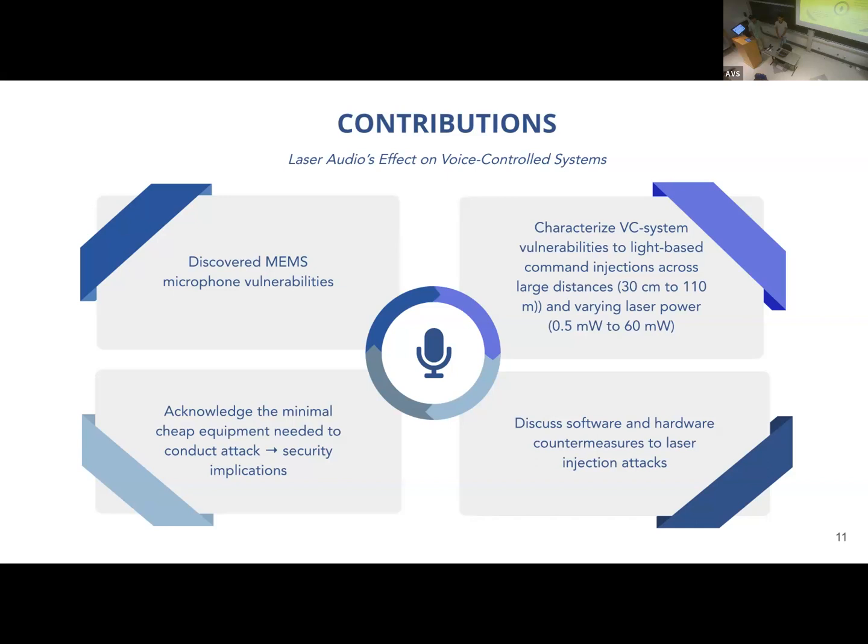And last but not least, there were some software and hardware countermeasures that they provided at the end to provide future work some sort of guidance on how to counteract these laser injection effects. So which I now.